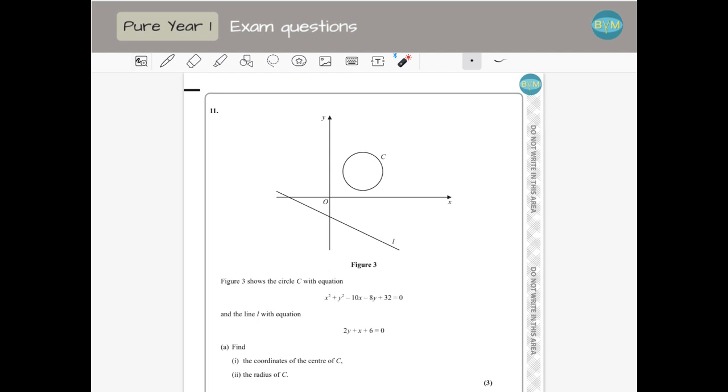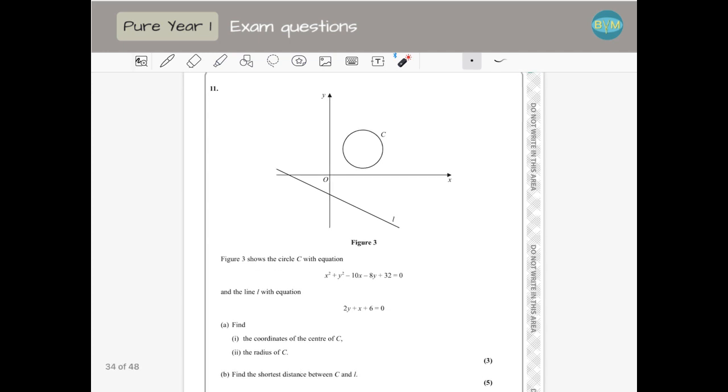Hello, this is question 11 on your AS level Edexcel June 2022 paper. You have a circle with this equation, and a line with this equation, which is this line. They ask us two things. First, the coordinates of the center and the radius of the circle.